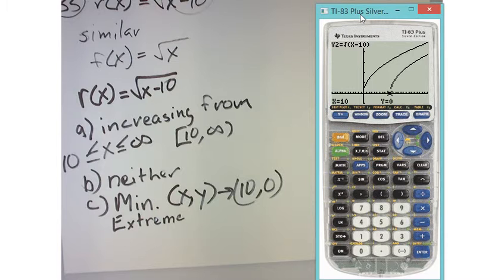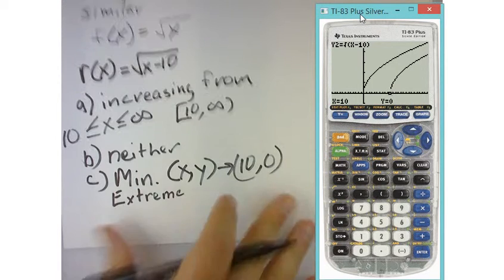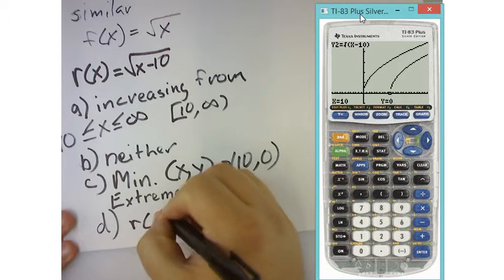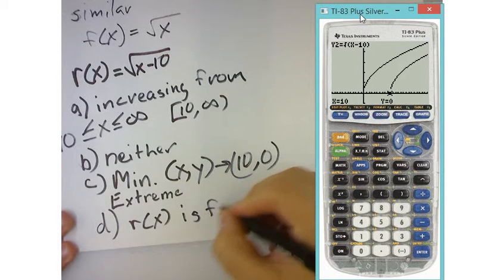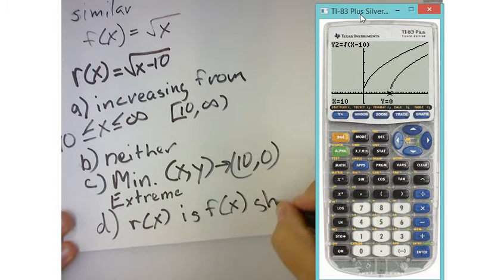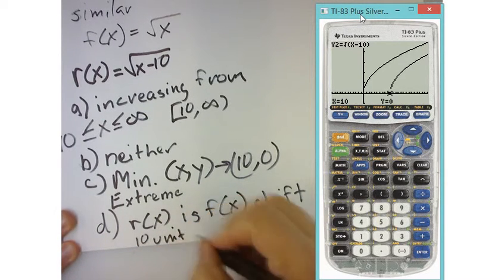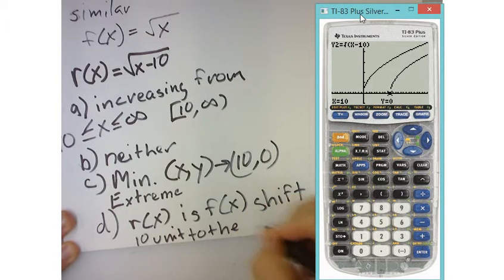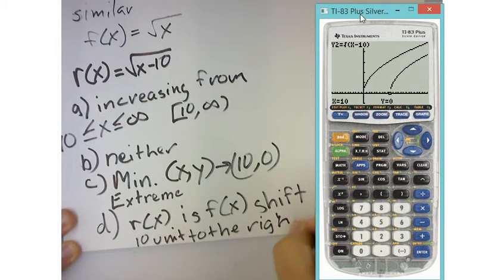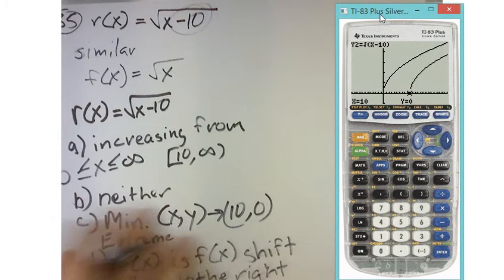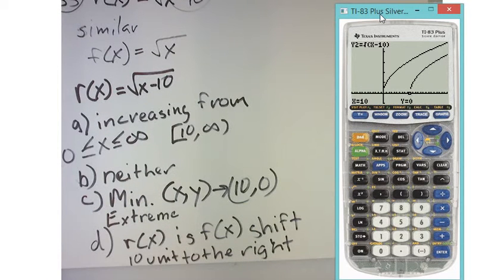Okay. And then part D is the one I started with, comparing the two functions, f of x and r of x. R of x is f of x shifted 10 units to the right. They're the exact same function except one's shifted 10 units over to the right. Does that make sense? So that's what you need to do for every question in that little section there.